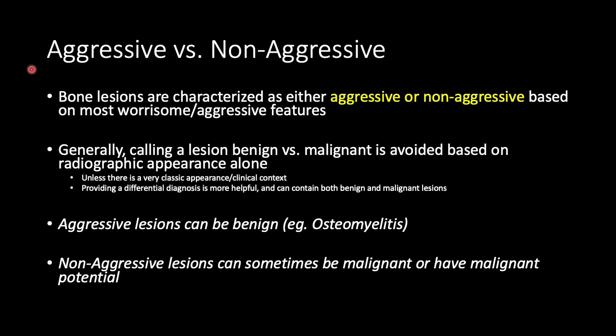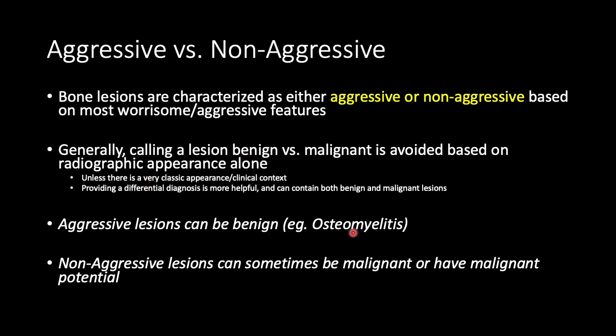So first, just to go over some of the terminology and why we classify things as aggressive versus non-aggressive and why we use that language. We use it basically to describe the most worrisome features on radiographs that we see related to the lesion. And we generally avoid calling lesions benign or malignant based on the radiographic appearance alone. We don't want to come down on something as benign or malignant just based on how it looks on a radiograph. And the reason for that is mainly because aggressive lesions can often be benign.